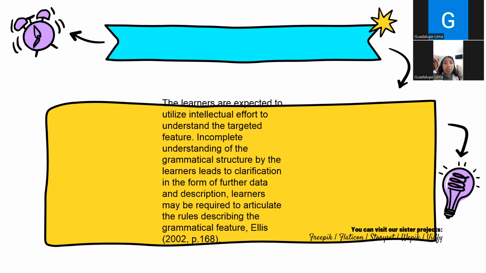Consciousness raising is an approach to teach a second language to students, but without grammar. So one of the characteristics of the approach is to understand the target feature of the second language, but with an incomplete understanding of the grammatical structure, which leads to clarification in the form of feature data and description.